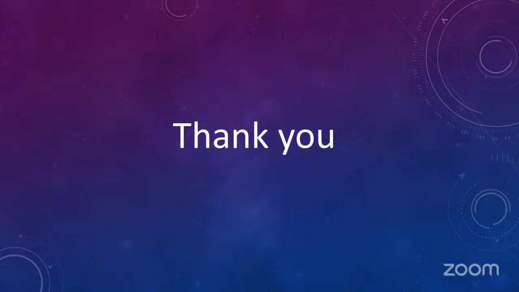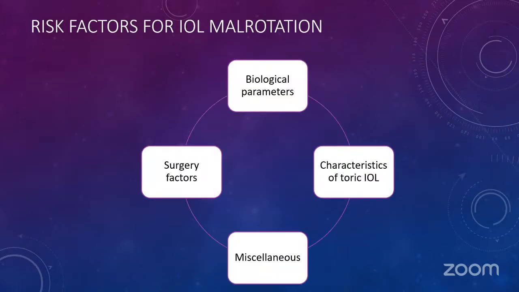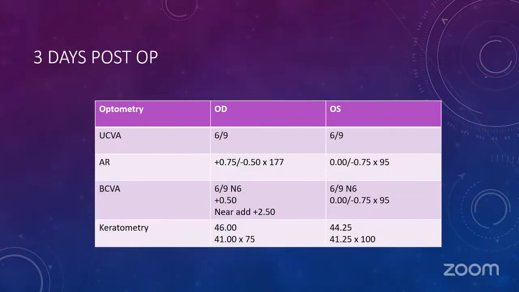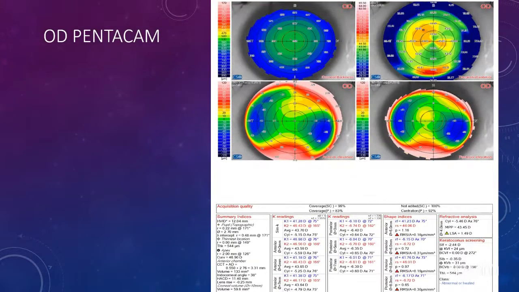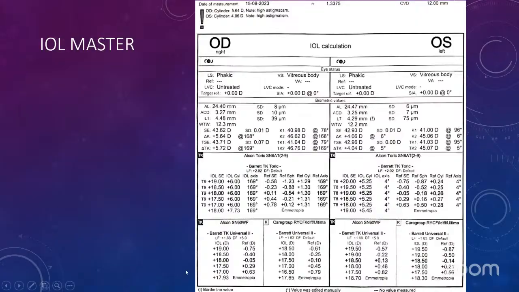Any other question from students? Can you go back to the IOL Master? Why did we order a customized toric IOL in this case? The toricity was found to be 6 diopters, and 6 diopters are available in routine regular IOLs also. You don't need customized. Why customized?